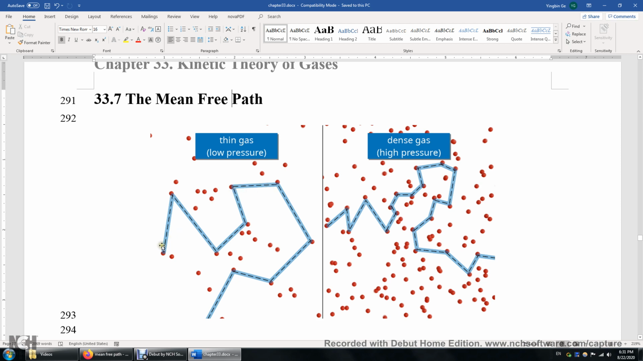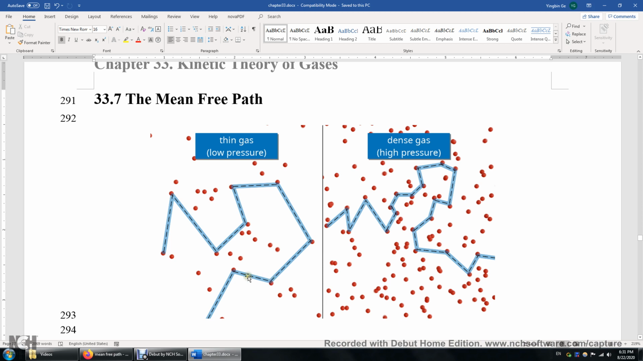another collision. So the number of collisions experienced by this particle is approximately equal to the number of segments. So one segment, one collision, two segments, two collisions, three, four, five, six, seven, eight. Eight collisions, eight segments. We can calculate the average distance this particle travels between two successive collisions.